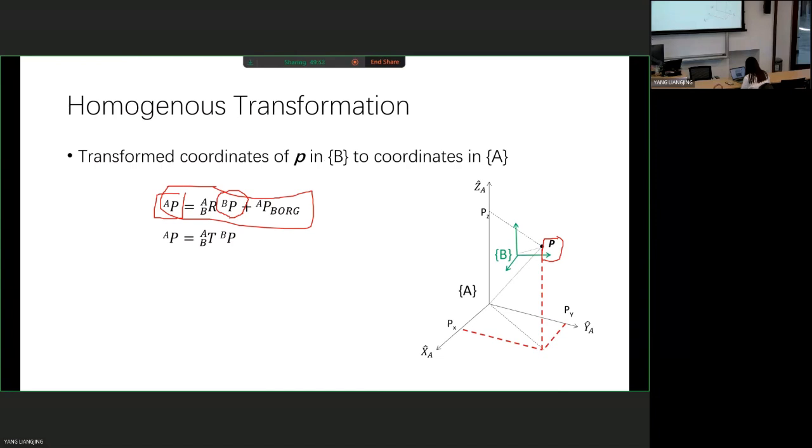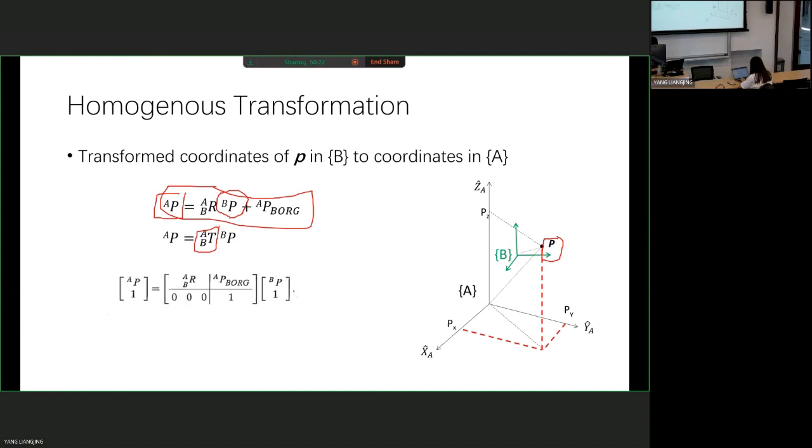So doing this, you need two operations. You need to do a matrix multiplication, and you need to do a vector summation, right? That means a multiplication and a plus or summation operation. So we are going to introduce something more straightforward. You just need to do one matrix multiplication, using what we call the homogeneous transformation matrix.